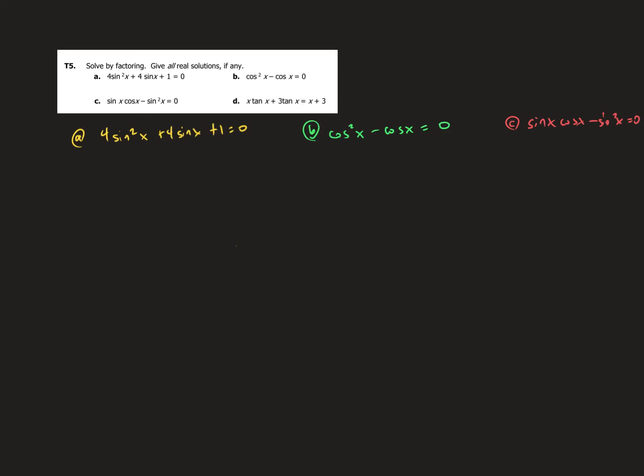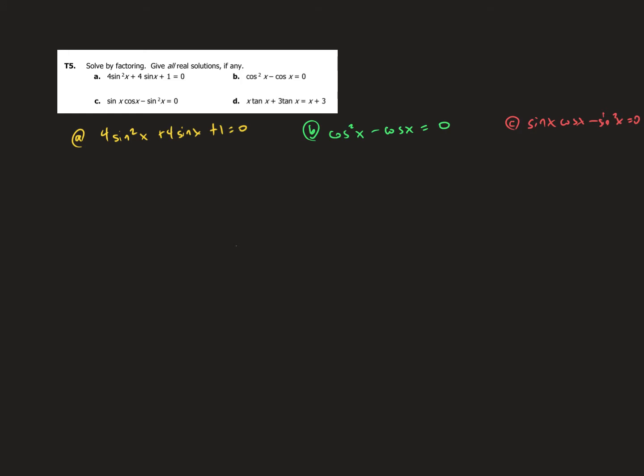So let's talk about solving trigonometric equations that require factoring. You can see we have a variety of equations in these four problems. This is T5 that we need to solve. Now, if we look at question A, you can see that it's sort of in a quadratic form. There's something squared and then something by itself and then a constant term. So I'm going to do this once.